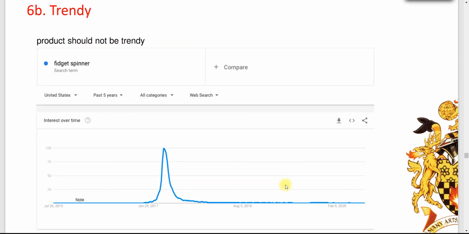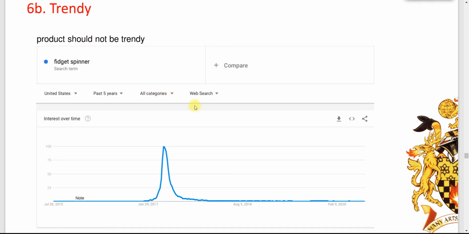This is also the 6B, trend and seasonality. Through Google Trends, we check these two things, trend and seasonality. The product should not be seasonal, and it should not be just a trend, like this fidget spinner. It came up for maybe just 1 month. For 1 month the trend went up and then it was completely dead. So I won't prefer such a product.